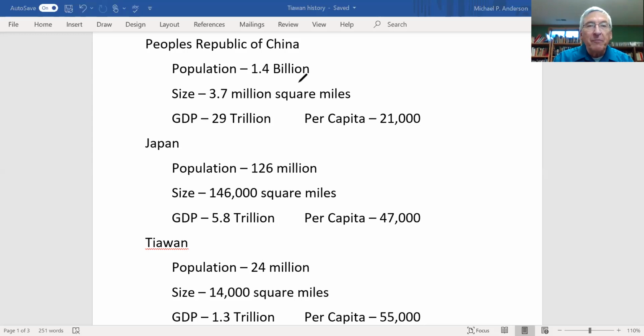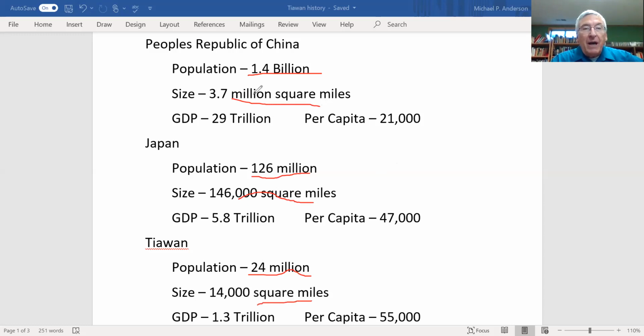Okay, so let's do the comparison. People's Republic of China, 1.4 billion people, a whole lot of people, okay? Japan, only 126 million. Taiwan, little tiny Taiwan, only 24 million. Okay, take a look at the sizes. Up here we have a huge country, China. Japan is about the size of California, except in California we have about 33 million people. In Japan we have 126 million. And little Taiwan, not very big.